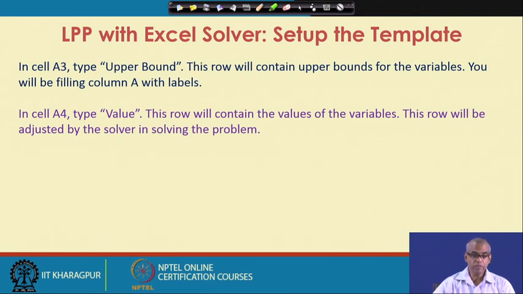In cell A4, we type value. This row will contain the values of the variables. So, these are values of the decision variables. This row will be adjusted by the Solver in solving the problem. So, finally, this row will contain the solution of the problem, and initially you supply the initial guess for the problem in this row.